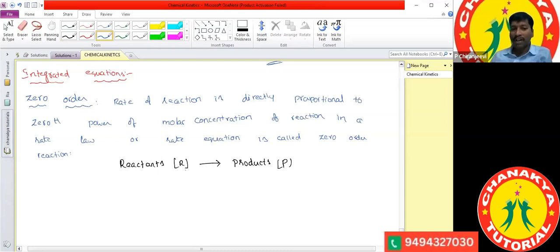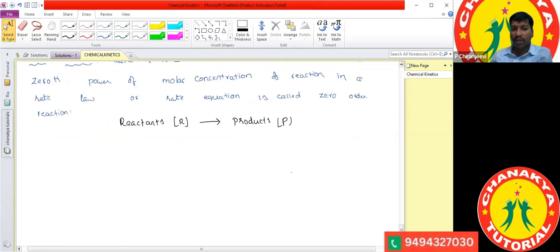In a chemical equation, reactants are written on the left hand side and products on the right hand side. Now, according to the definition, the rate is directly proportional to zero power of the molar concentration of the reactant, which is called a zero order reaction. That is the mathematical expression of zero order. To remove the proportionality, we take a constant: rate is equal to k into R to the power of zero.